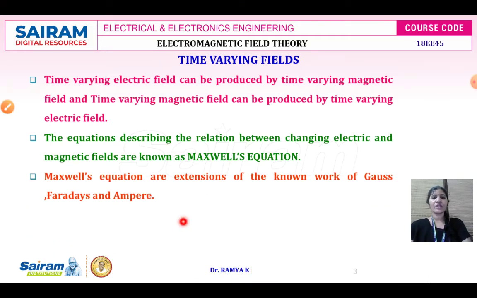Maxwell's equations are the extension of the known work of Gauss's law, Faraday's law, and Ampere's law. When you write Maxwell's equations, they focus only on these three laws: Gauss's law, Faraday's law, and Ampere's law. Gauss's law will be Gauss's law for electrostatics and Gauss's law for magnetostatics. Faraday's law is common, whereas Ampere's law focuses only on magnetostatics.